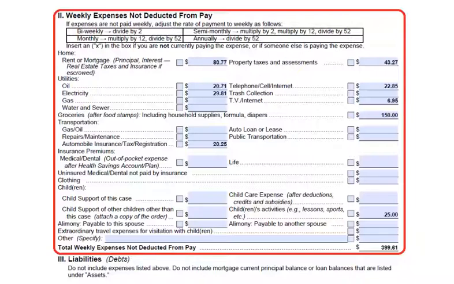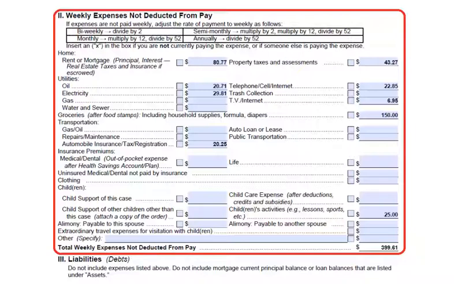Again, you will need to enter your expenses on a weekly basis. So if an expense is not weekly, you will need to calculate what it would be if it were weekly. For example, if you pay rent on a monthly basis, multiply your rent by 12 to get the yearly cost for rent. Then divide that number by 52 to get the weekly cost for rent. Instructions on how to multiply and/or divide your expenses to determine your weekly expenses are provided on the form.